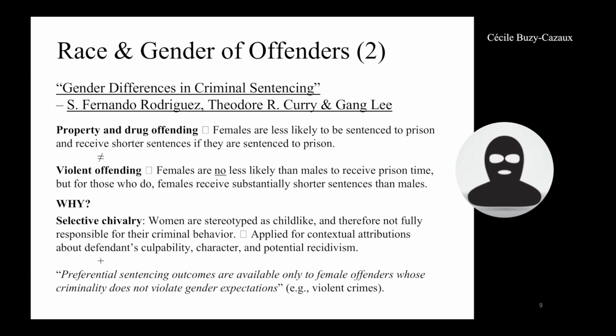The provided explanation for this gender effect is selective chivalry. Women are stereotyped as weak and childlike, and therefore not fully responsible for their criminal behavior, except when their crimes are too violent and violate gender expectations.